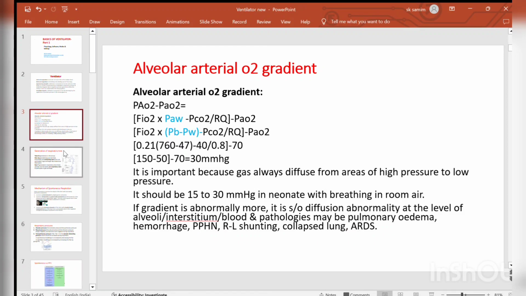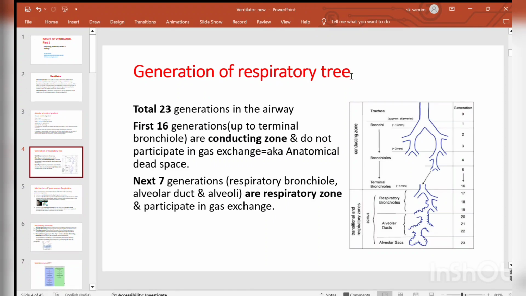Next, generation of respiratory tree. There are a total of 23 generations in the airway. The first 16 generations are the conducting zone and do not participate in gas exchange. This is known as anatomical dead space. The next 7 generations are the respiratory zone and they participate in gas exchange. They are respiratory bronchiole, alveolar duct, and alveoli.